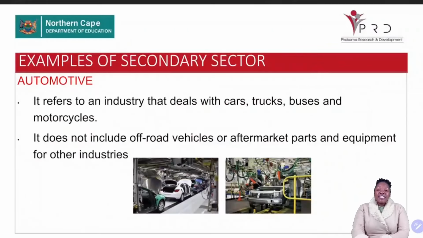Right, these industries are dealing with the manufacturing of new cars, which means we are not talking about the parts. They are just manufacturing the car as it is, brand new cars. So we call these industries automotive. Hence you can see in the picture, they are busy manufacturing a car. And not only the car, as long as it has wheels and it can move, we are talking about cars, trucks, buses, as well as motorcycles. So it's the first example.